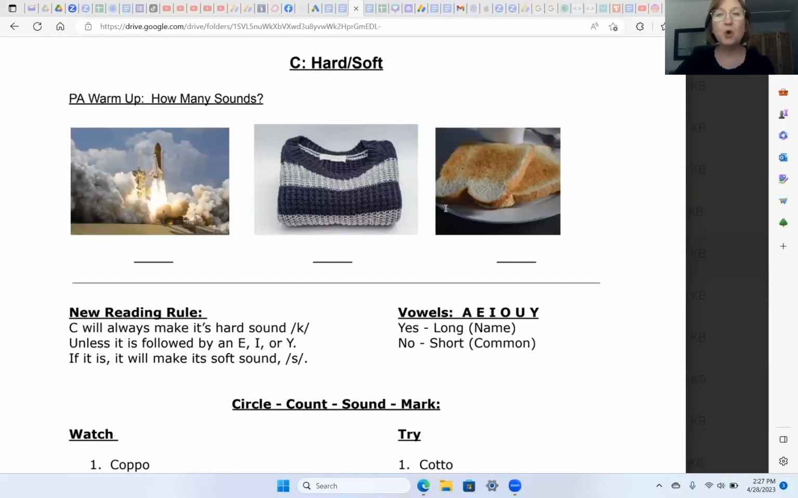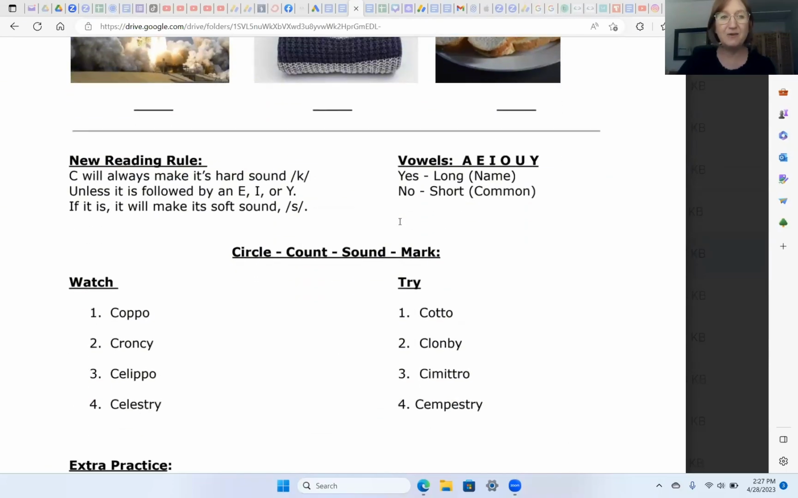How many sounds in toast? Toast. So toast has 4 sounds. T, O, S, T. Toast has 4 sounds. That OA is making 1 sound. It's a grapheme that says O, as in coat and oat. Toast has 4 sounds, toast, 4 sounds. So hopefully you did okay on those.